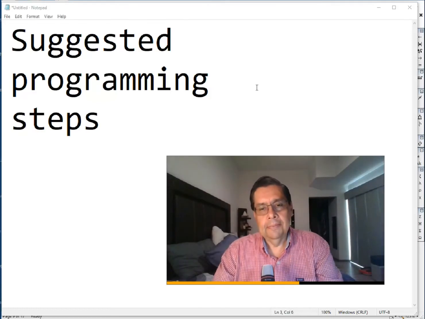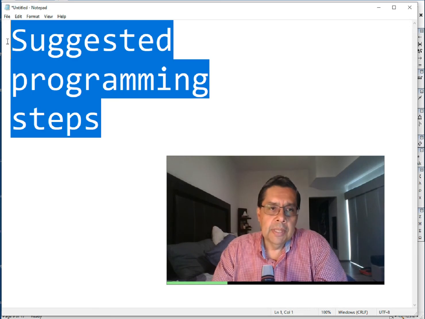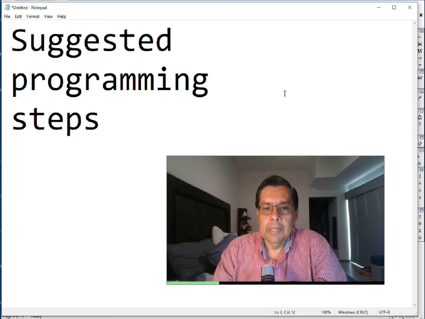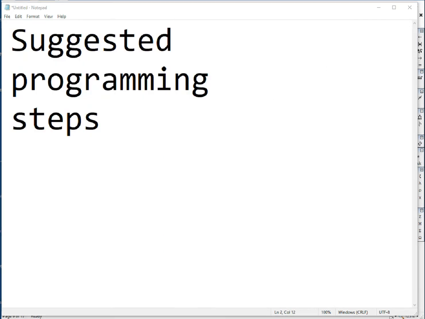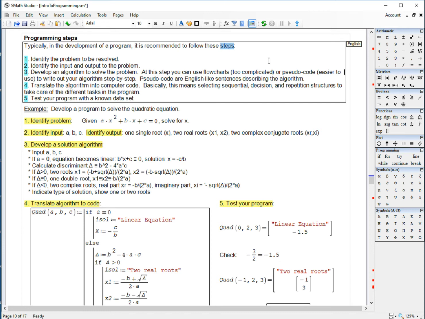Having learned the basic three structures of programming, or structured programming, we're going to present here the suggested programming steps in order to develop any program. We're going to start by looking at our SMATH Studio worksheet. There are 5 steps that are typically recommended to develop a program.